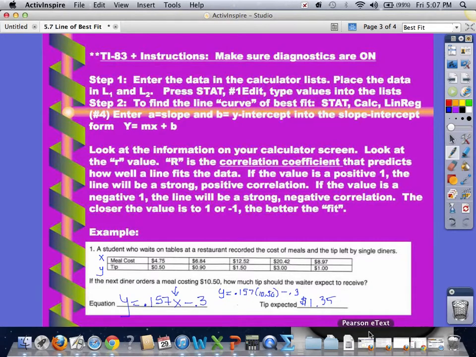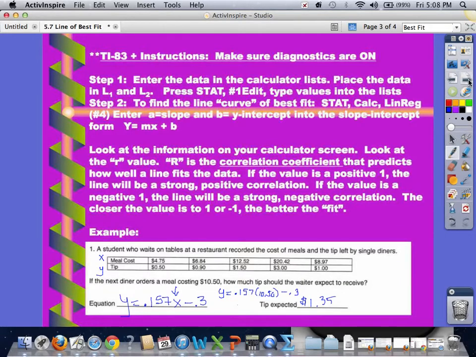Okay, so that's what they should get if the diner has the amount of $10.50 based on this equation. That doesn't mean that it couldn't be a little bit more or a little bit less, but this is a pretty good indicator of how much based on the trend. So it should be about $1.35.